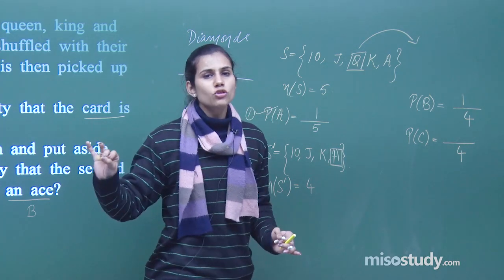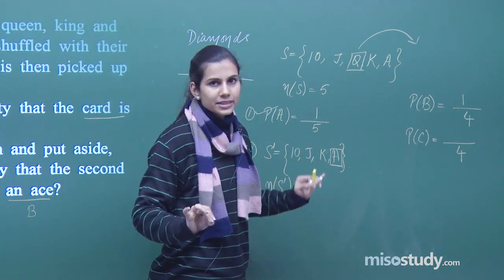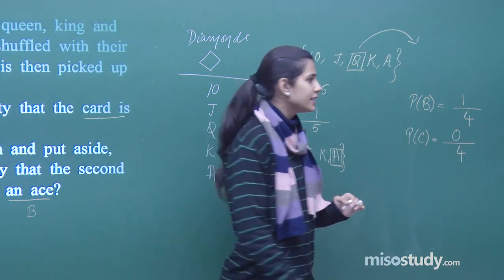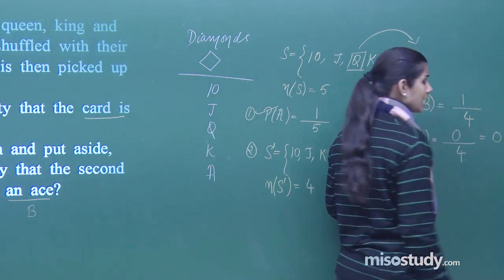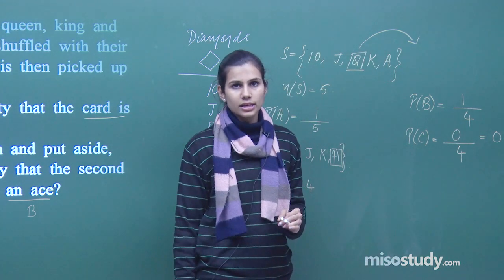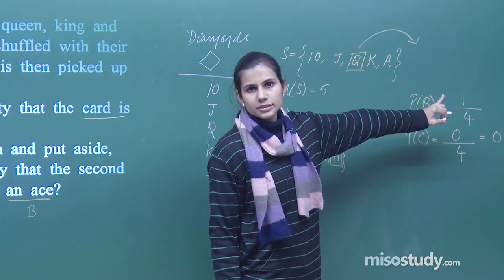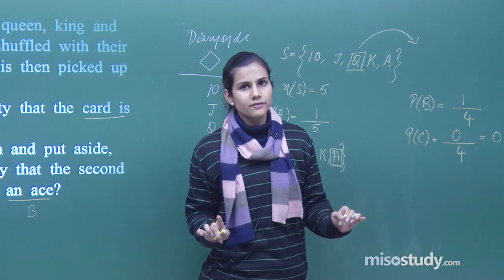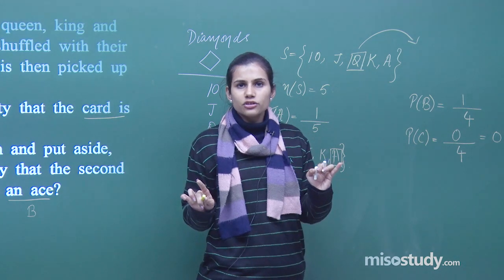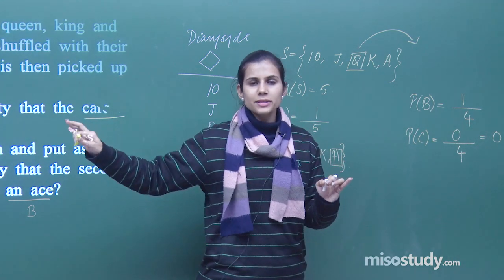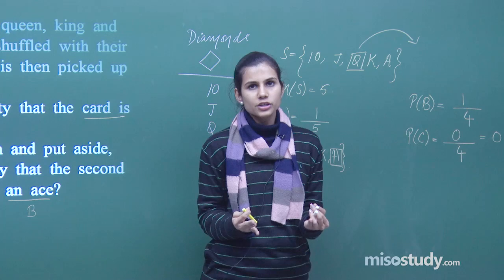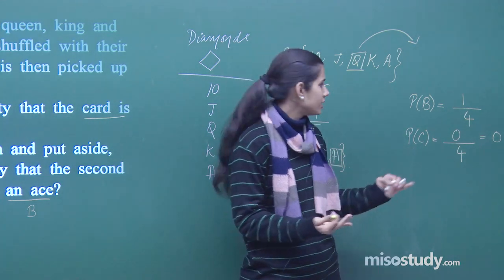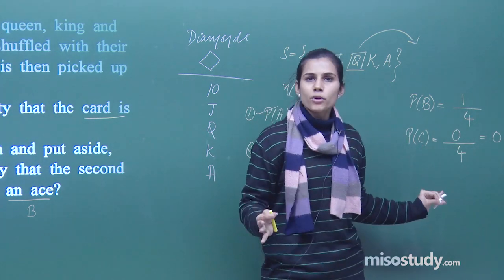That means there is absolutely no possible outcome which is favoring my event C, and therefore 0 upon 4 is the probability of occurrence of event C, which is 0. And this is but obvious now. Come on, if you have already withdrawn the queen card, how can you now get a queen card if there was a single queen card in your collection of 5 cards? That queen card you have withdrawn and kept aside, now there is absolutely no chance of occurrence of a queen card. Therefore the probability of getting a queen card is 0. That means it is an impossible event.